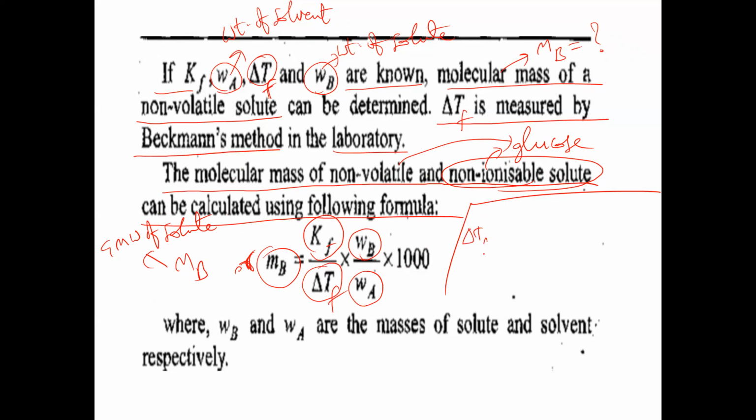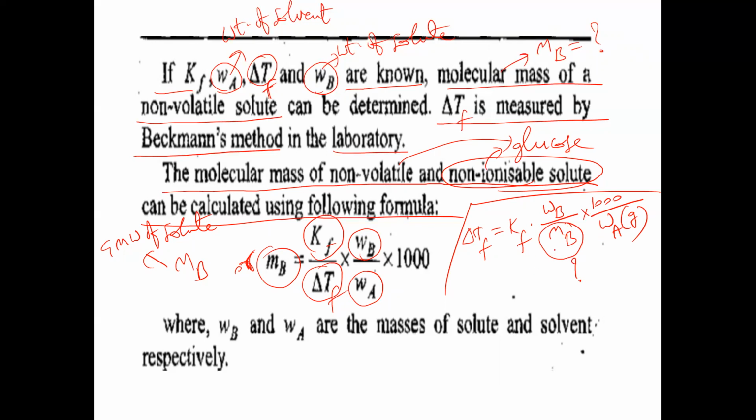Delta Tf is equal to Kf into molality. Molality formula: weight of solute in grams by gram molecular weight of solute, into 1000 by weight of solvent in grams. So from this formula, we can calculate this MB, the molecular weight of solute, by knowing all the remaining values.